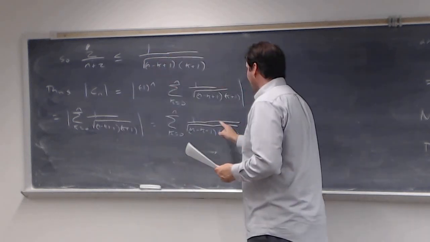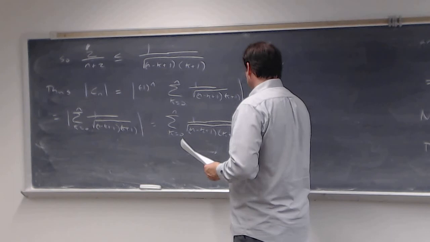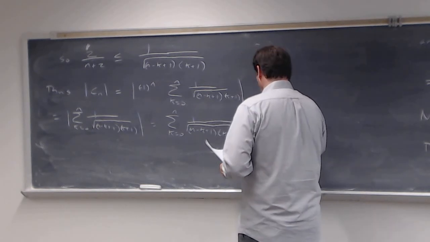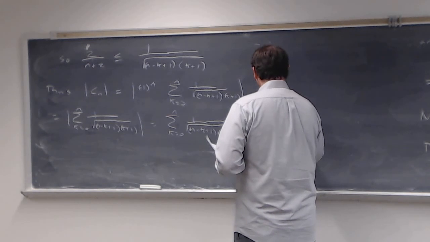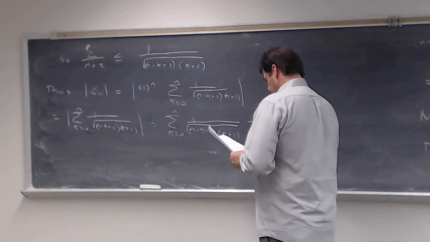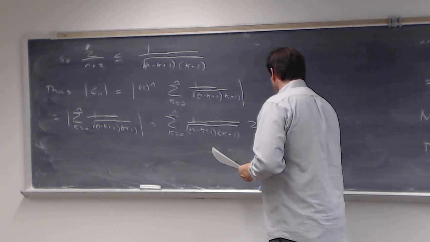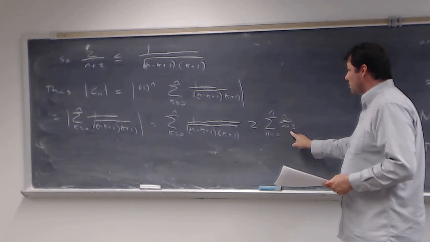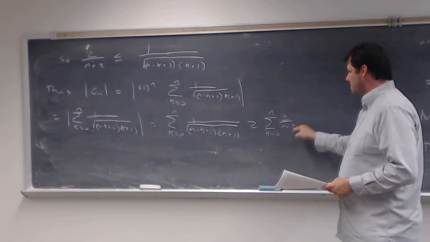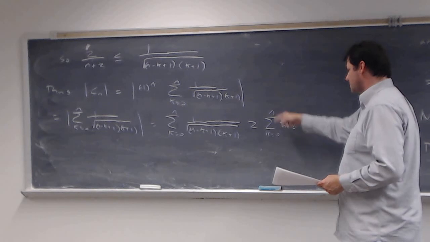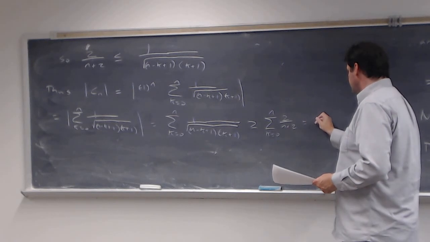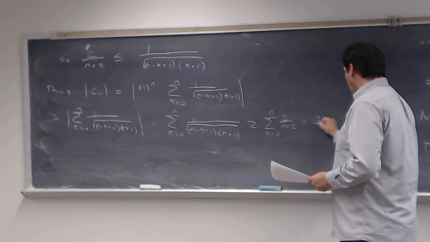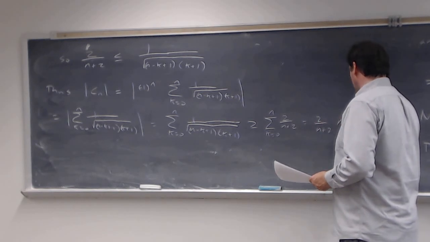Okay, so now each one of those terms is positive, and that's going to be greater than the sum of 2 over n plus 2, and that's as k runs from 0 to n. Now this sum is a sum of a quantity that doesn't depend on k. So this is a constant, and really we're summing it up n plus 1 times. So this is equal to 2 over n plus 2, what we're summing up, times n plus 1.